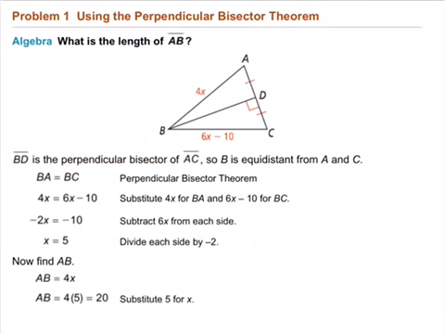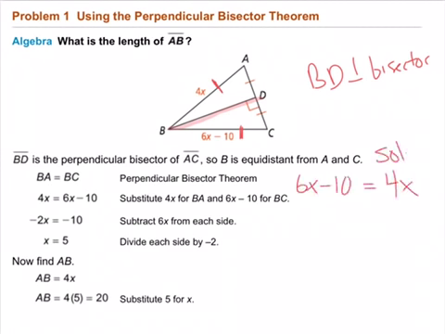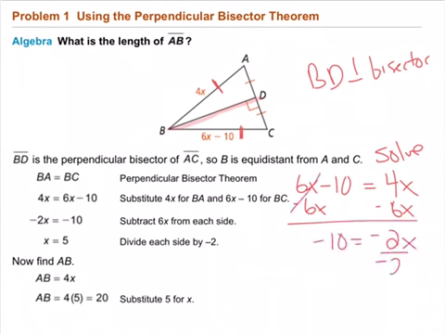The first thing we're going to do is practice finding a missing side length using algebra. If I use my perpendicular bisector theorem, I can figure out that BD is a perpendicular bisector. So what that means is that BC is congruent to AB. And so we can set up an equation, 6x minus 10 equals 4x. Now I'm just going to use algebra to solve this. I'm going to say minus 6x on each side. I'll get negative 10 equals negative 2x. Divide by negative 2, and I'll get x equals 5.